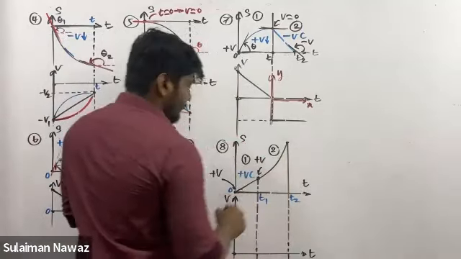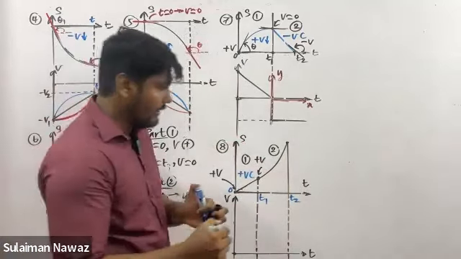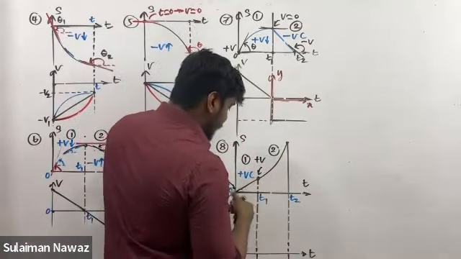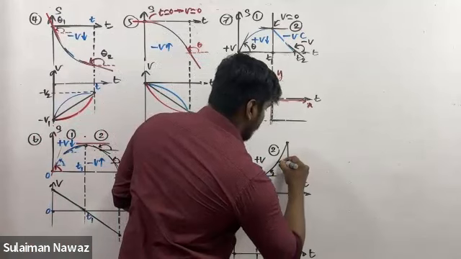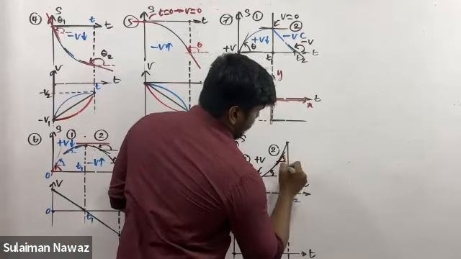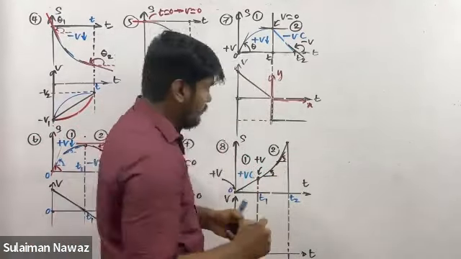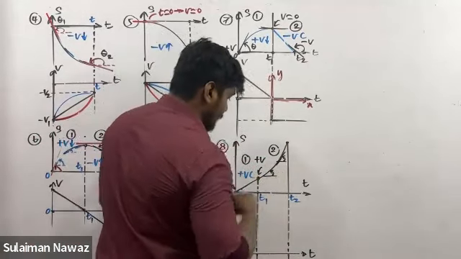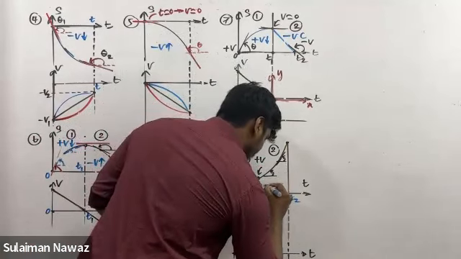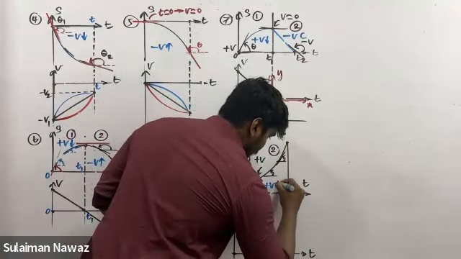Okay, then second one. In second graph, what can you say about the velocity? Acute angle is increasing. So therefore, positive velocity increasing. Positive velocity constant in first part. Second part, positive velocity increasing.